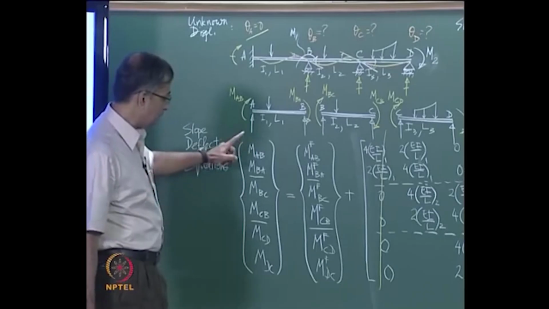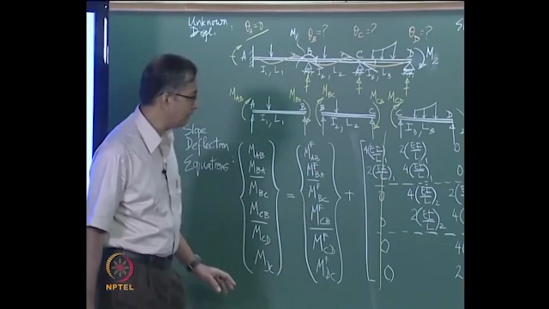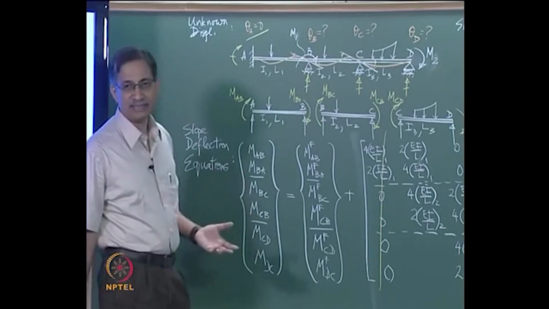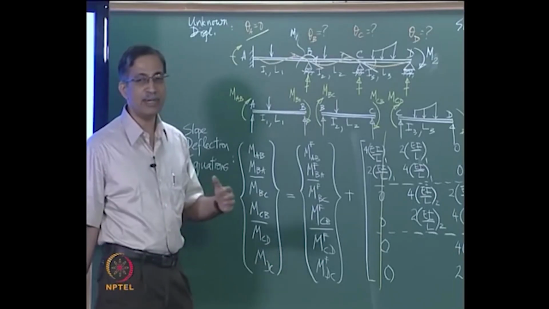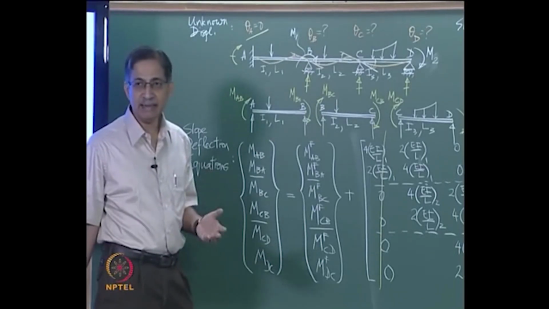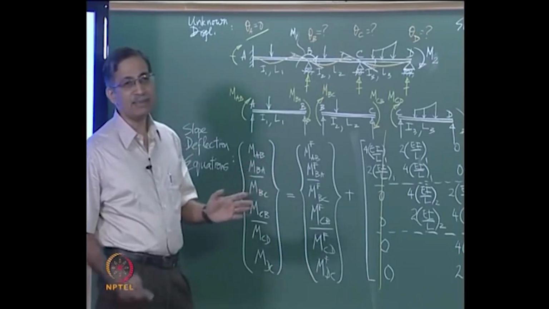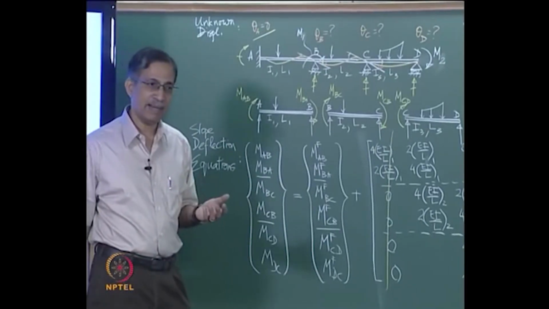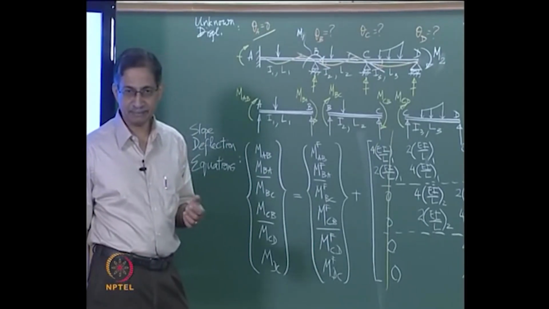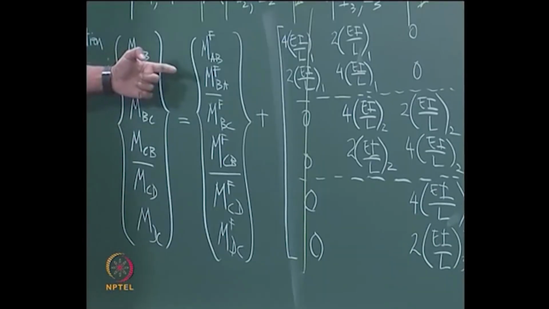So the equations look like this, right? I have written them out and they are very easy to write down. MAB is MFAB plus 4 EI by L into theta A plus 2 EI by L into theta B. And in this example there is no chord rotation, so you can leave out the minus 6 EI by L into phi AB. Similarly, you can write for MBA, right?